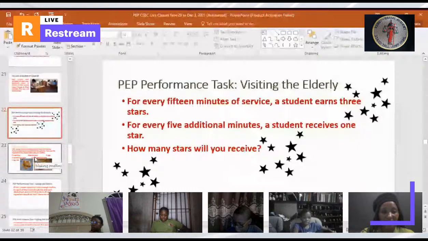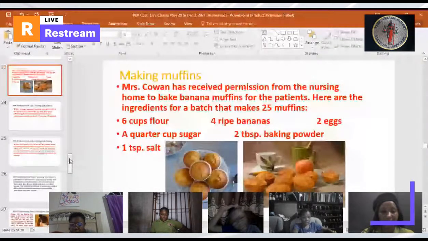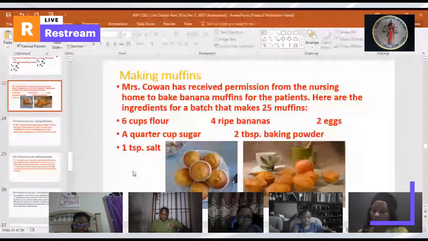Madison, can you read Making Muffins, please? Miss, can you hear me? Miss, are you hearing me? Yes, I'm hearing you, but I want you to speak up.